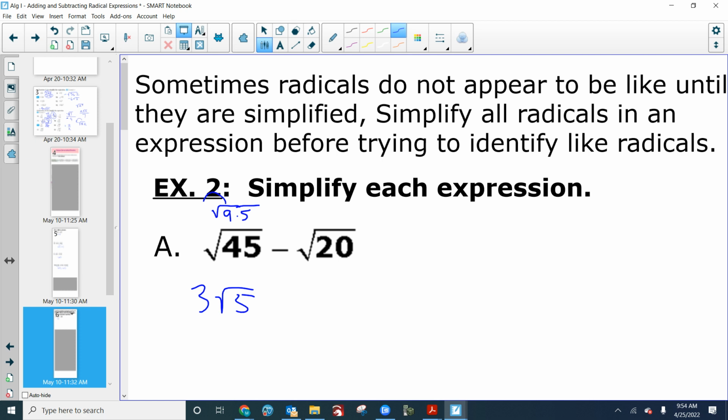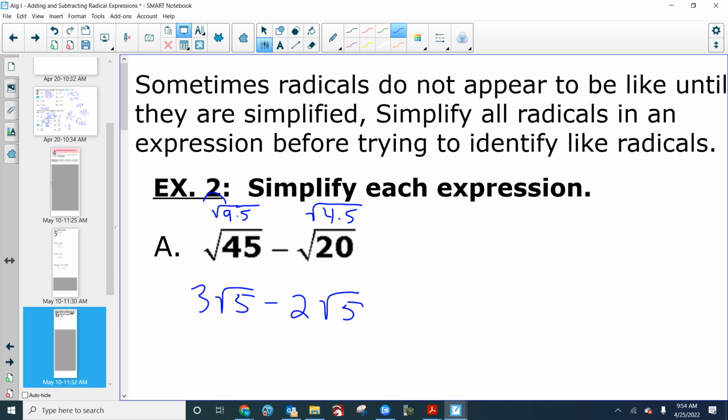Okay. What about 20? 5 times 4. I'm going to write 4 times 5 because the perfect square is first. What's the square root of 4, guys? Now I'm just going to keep that negative sign there because that's what it was. They're subtracting the 2.